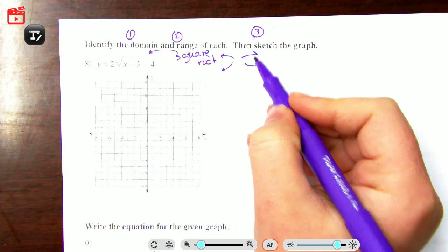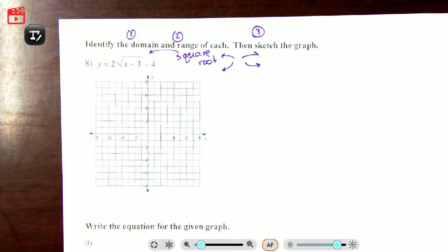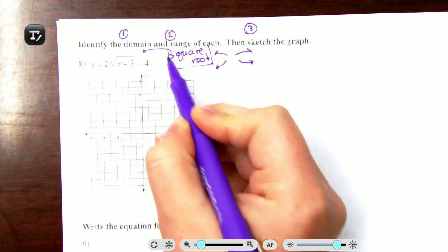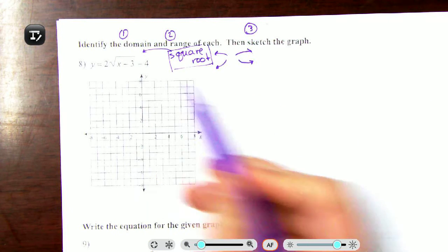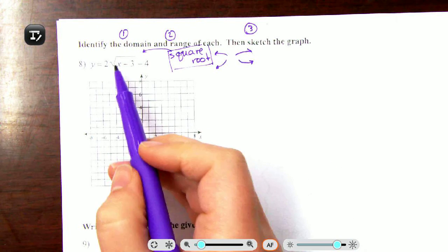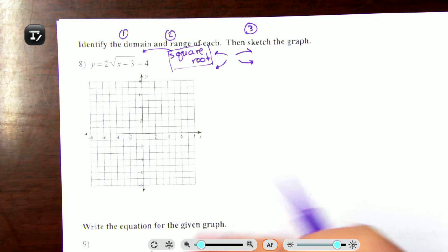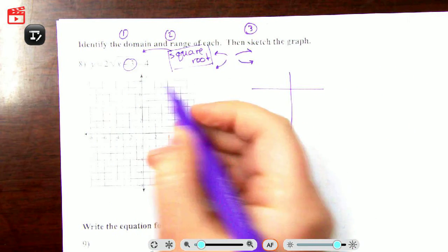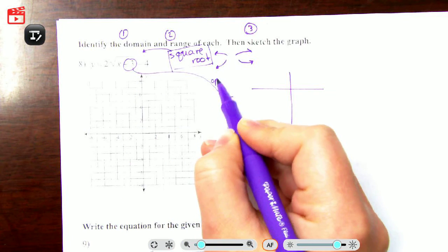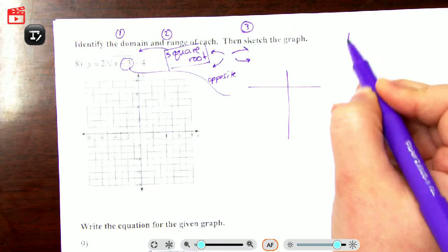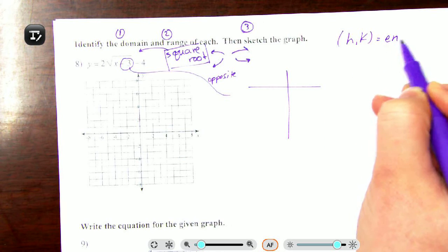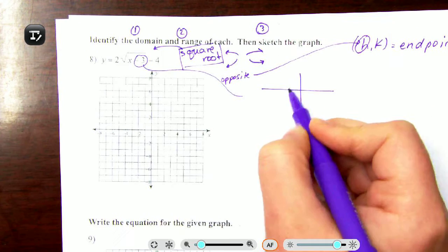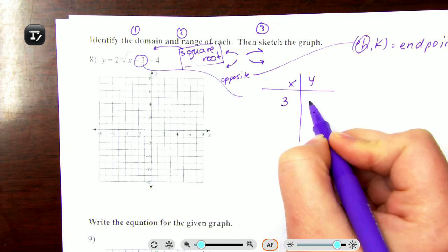I like to sketch this out just so I know how my graph should look. For a square root, you should know that there is a restriction on the domain, meaning there are things that x cannot be because it will make this negative, and we can't take a square root of a negative number. Always start out with your HK. H is always opposite. HK is also your endpoint. And again, H is opposite. So we have 3 and negative 4.